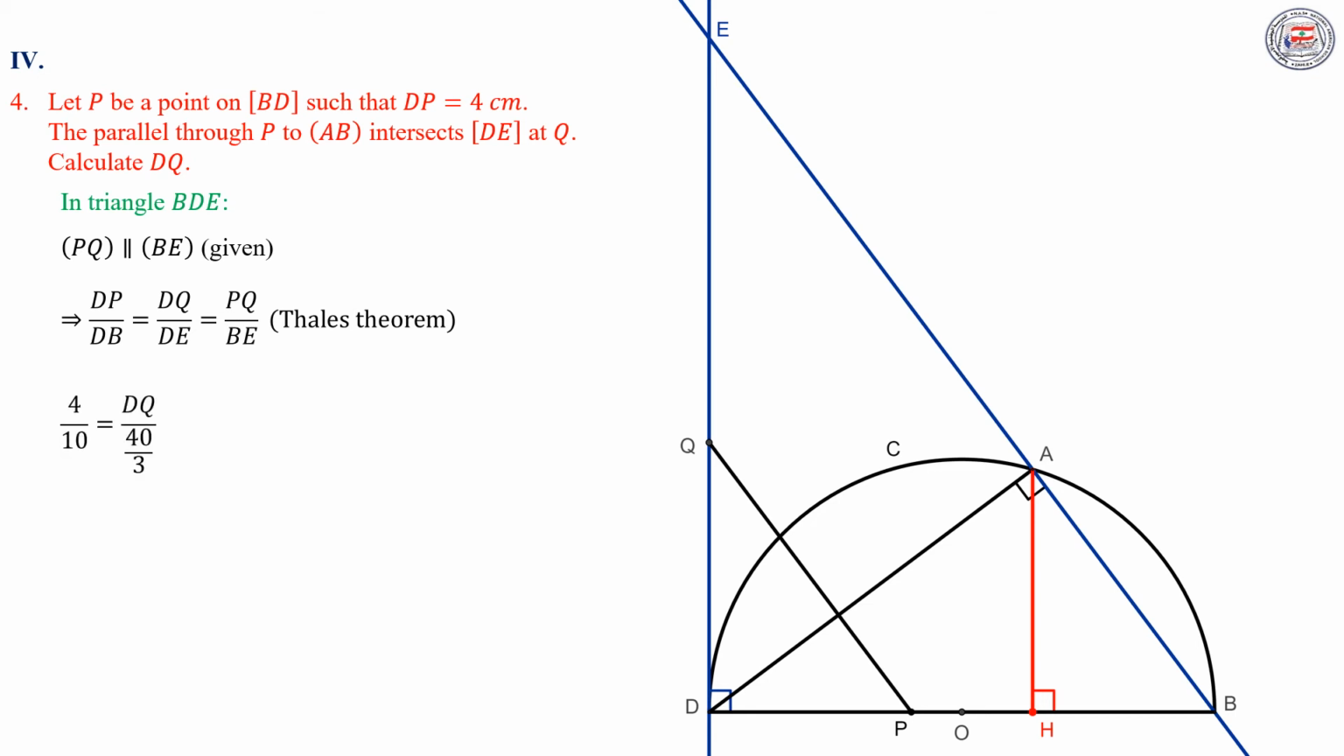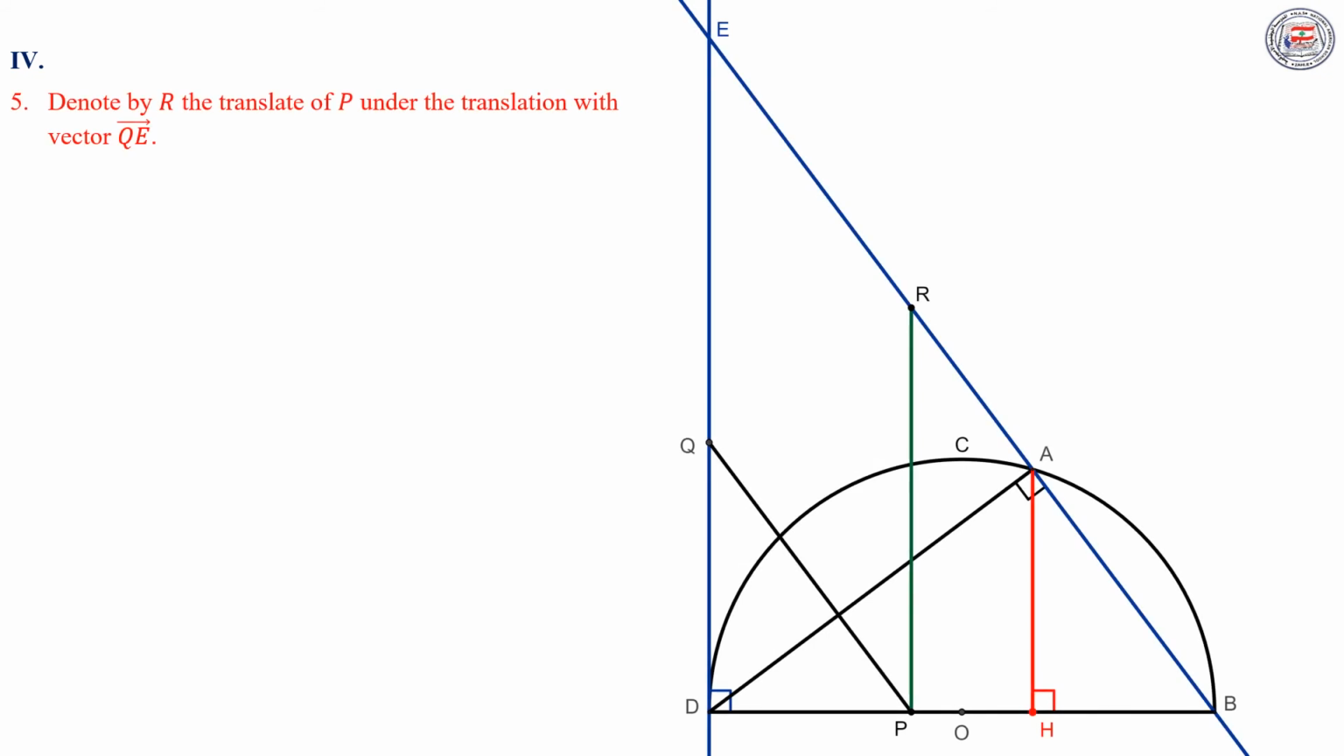Then DP, which is equal to 4, over DB, which is equal to 10, equals DQ over DE, which is equal to 40 over 3. Now if we make a cross multiplication, we get 10 DQ equals 160 over 3, then DQ equals 16 over 3 centimeters.